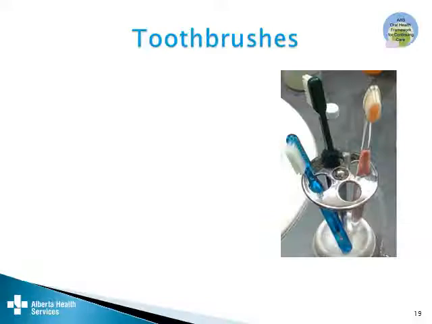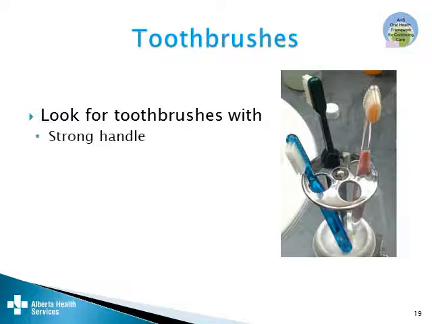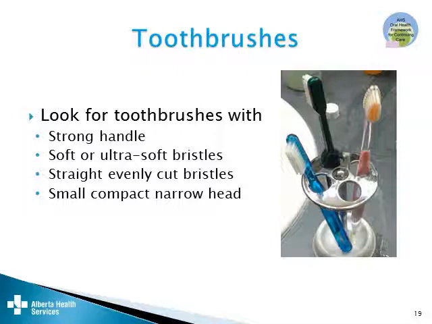The toothbrush. It is the safest product for mouth care. Recommended toothbrushes ideally have a strong handle, soft or ultra-soft bristles, straight, evenly cut bristles, a compact, narrow head. The strong handle can withstand biting forces, and the toothbrush has no removable parts. The soft or ultra-soft bristles clean the teeth, gums, tongue, and tissues, remove pocketed food or debris from the mouth, and it can be used to apply moisture to tissues in the mouth or to the lips.